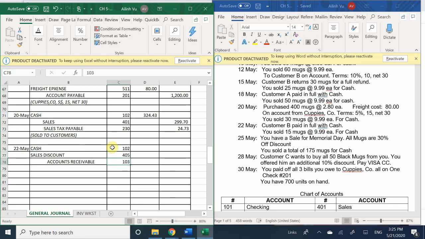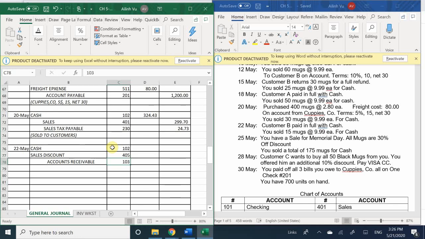Okay, so how do we determine how much he owes us now? How much are we receiving from him? And how much is the discount? In full, well, we can't include the tax, so 599.40 times 10% is the discount.